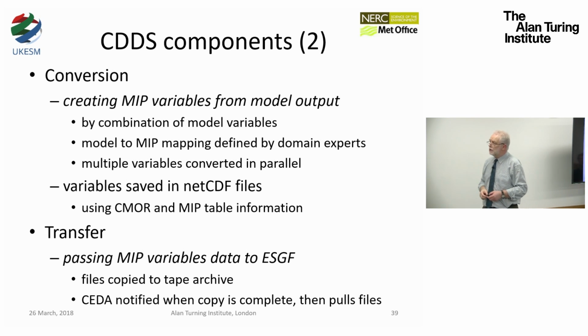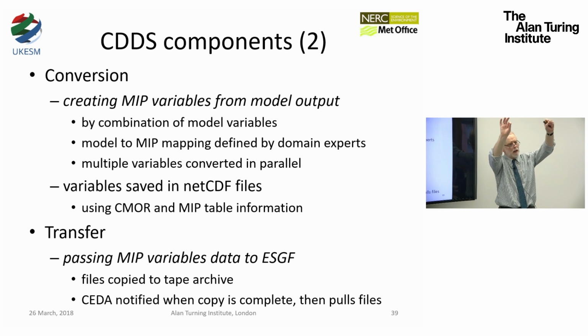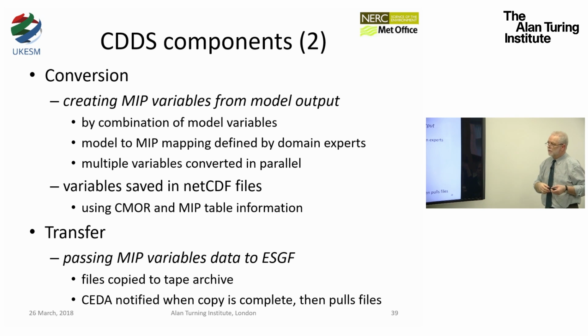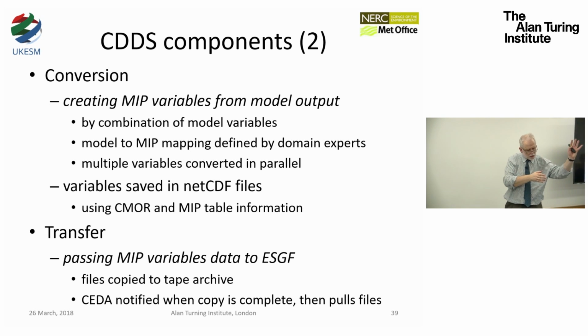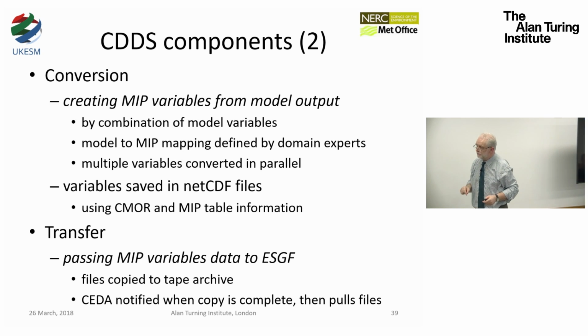Then we have the conversion step itself to create the MIP variables, the variables that we want to actually put up on the ESGF from the model output. We combine the model variables together. We need some sort of mapping that says this thing that was produced by the model corresponds to this thing that this MIP wants, or this thing and this thing produced by the model, combine them together to make this, and that produces that variable that the MIP wants.